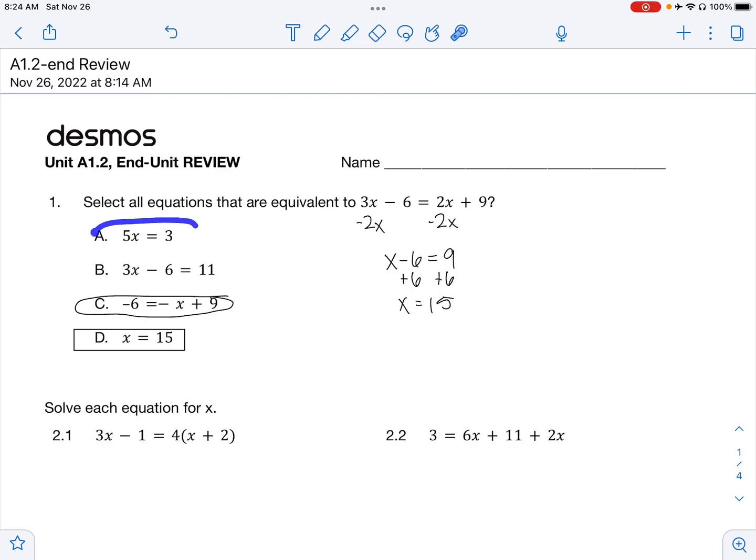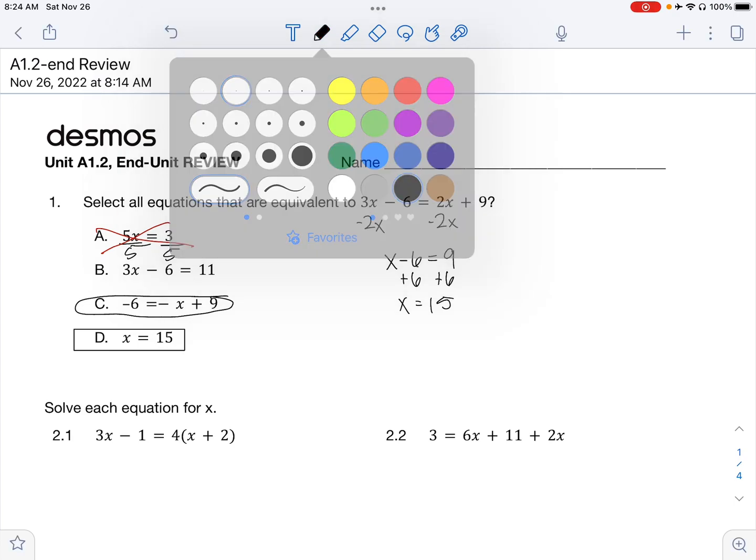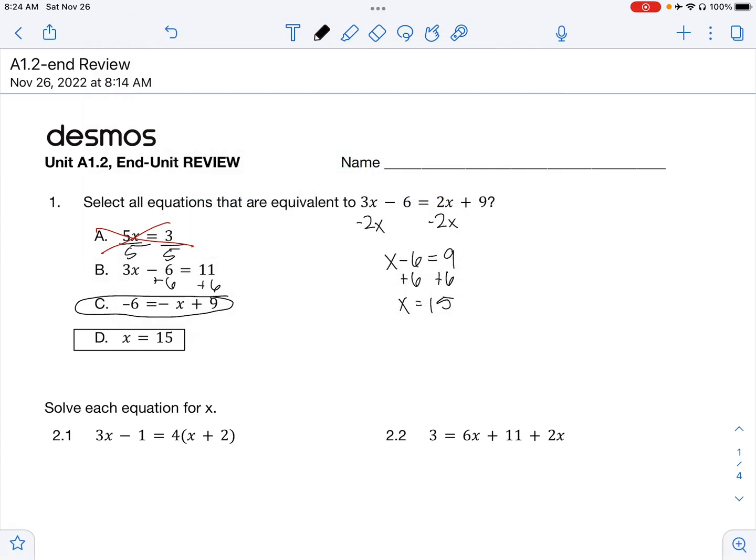So I can see here I would have to divide by 5 to get x by itself, and that'd be the solution. So if I divide by 5, 3 divided by 5 is definitely not 15. So that's not one of them. And then if I add 6 on each side, that will give me 17, so 3x equals 17. And if I divide by 3, that definitely won't be 15.